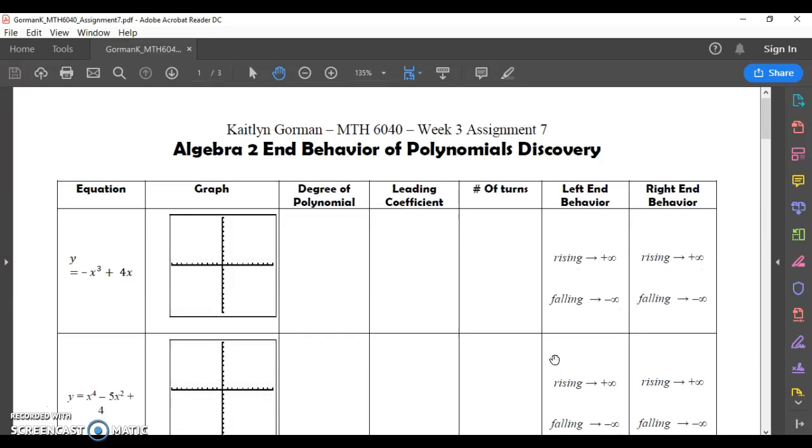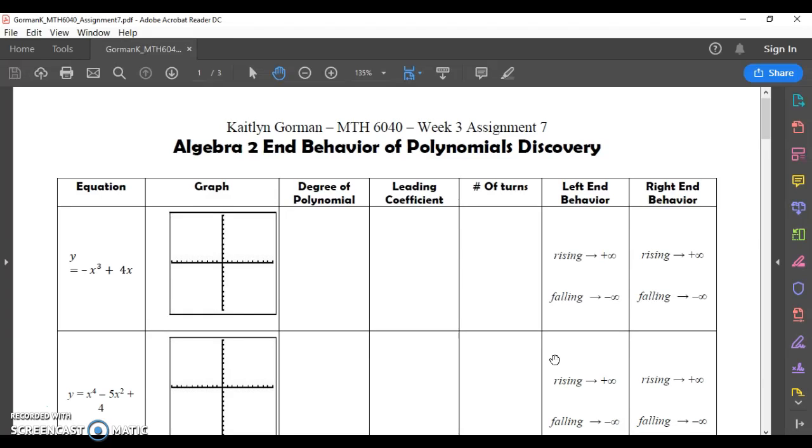So students go through using their TI-84 graphing calculator. They plug in the function to start. They make a sketch of the graph over here. Then they write in the degree of the polynomial. So in this case it would be 3. They would write the leading coefficient. In this case it's -1.